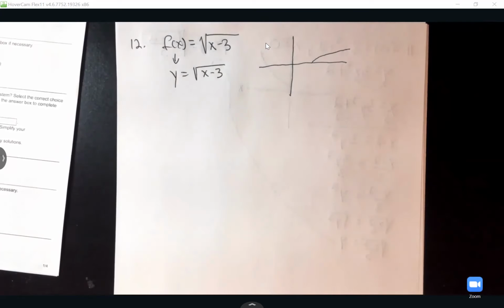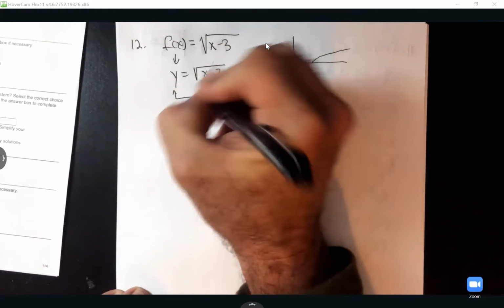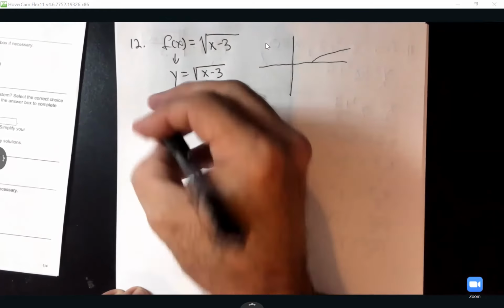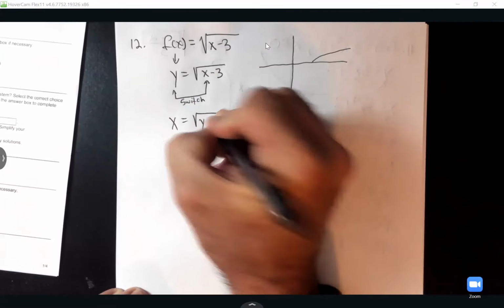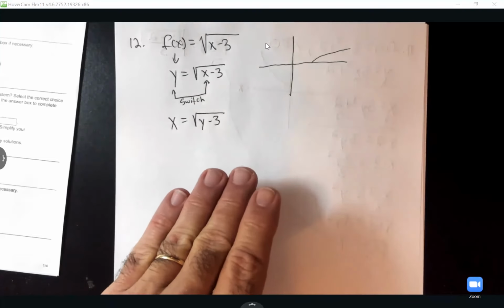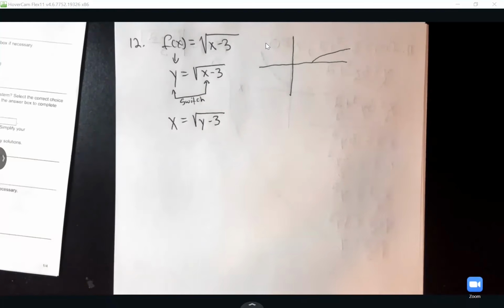Then we're going to switch the x and y, so that you now have x equals the square root of y minus 3. All right, so here's the thing. We can't do anything with these things under the radical. You can't add 3 to both sides or anything like that. We've got to get rid of that radical first.